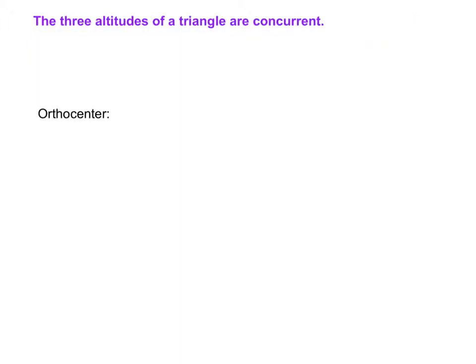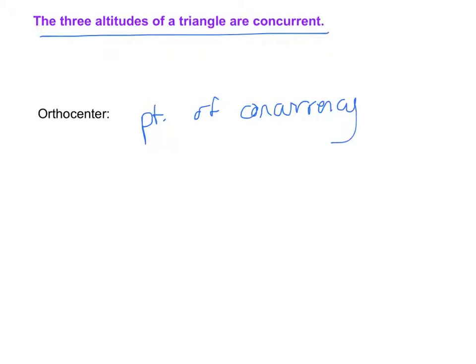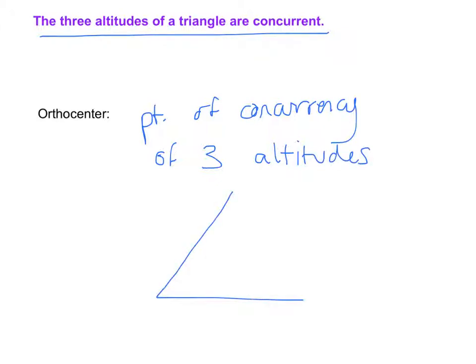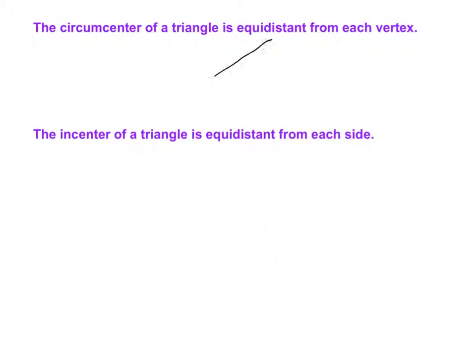Okay, so now we're going to move on to the third one, which is that the three altitudes of a triangle are concurrent, and the point of concurrency that they form is called the orthocenter. What this will look like is we have an altitude here, an altitude here, and an altitude here, and they all are concurrent at this point, the orthocenter.